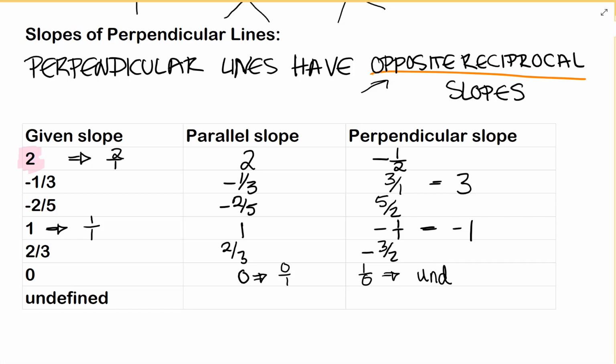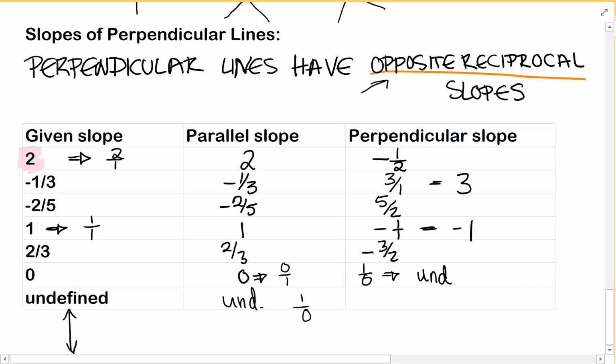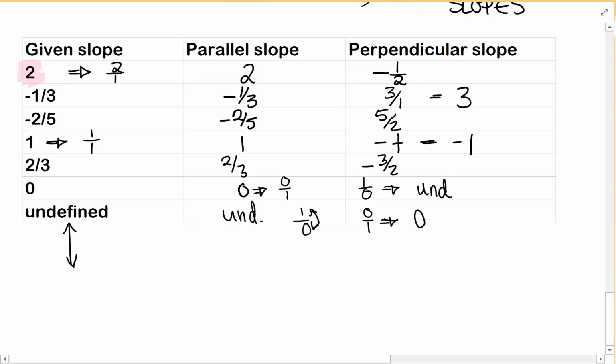Which means that if your line had an undefined slope, that would mean a vertical line, and if you wanted a line parallel to that, then that slope would also be undefined, and your perpendicular slope would be the reciprocal of undefined. Well, undefined happens when we're dividing by 0, so the reciprocal of that would be something like 0 over 1. That's just going to be 0. Right? Because an undefined slope is a vertical line and a 0 slope is a horizontal line.